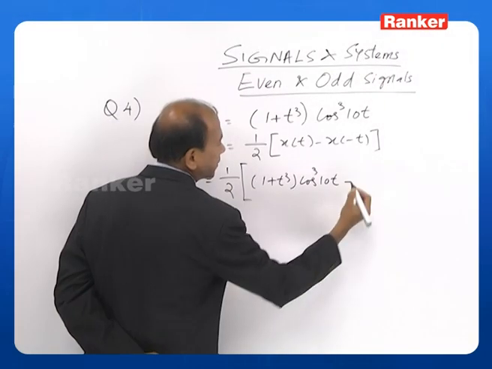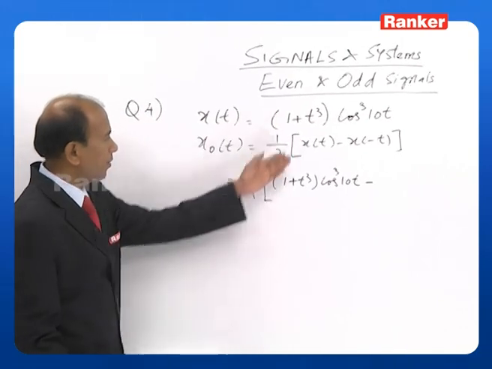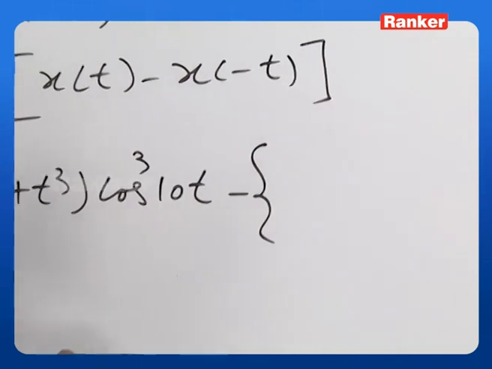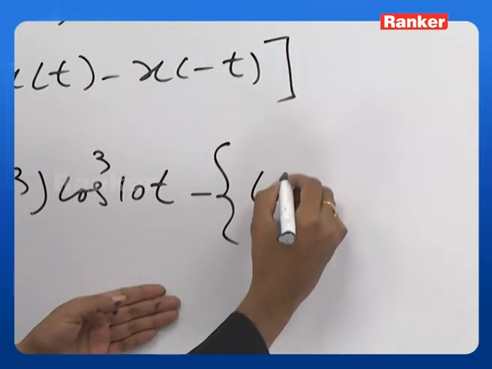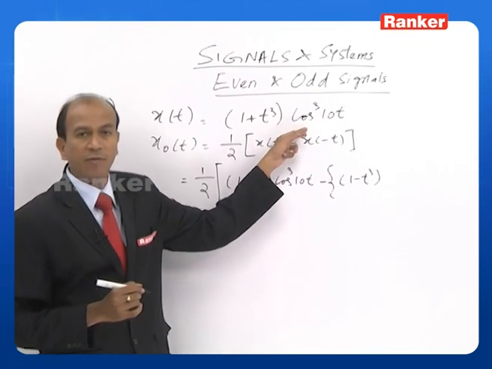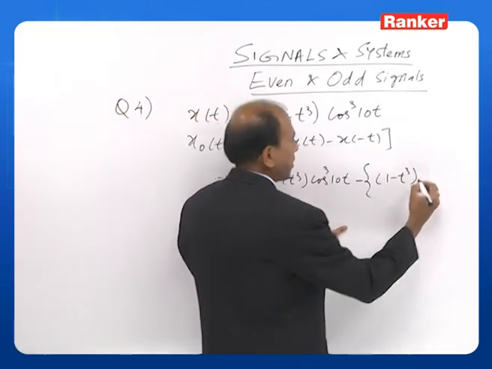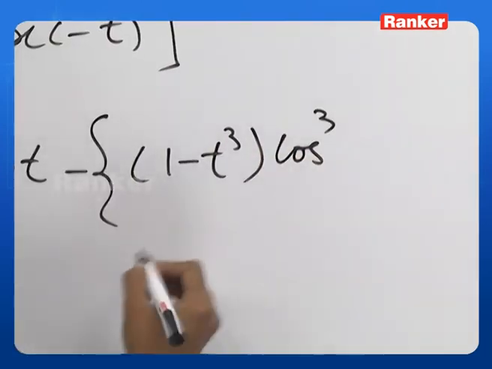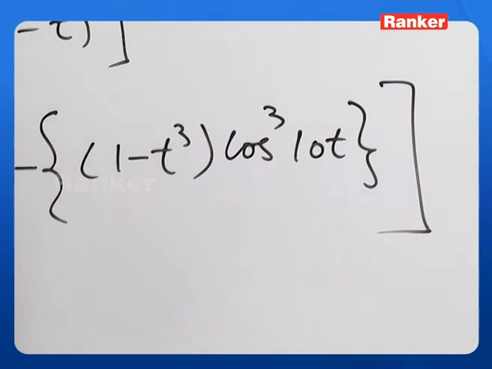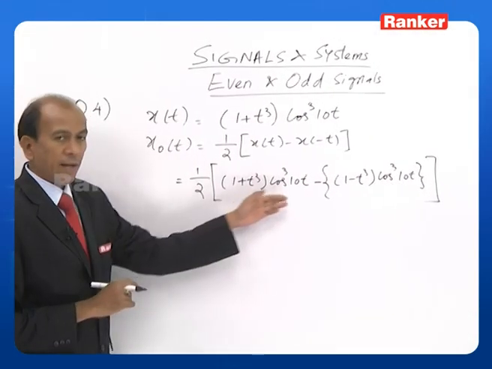Then minus, we have to calculate for this. So, this will become now, I will put a flower bracket here. This will become 1 minus t cube and then cos cube 10t minus, isn't it? So, this will be cos cube of 10t. Now, this is negative here.